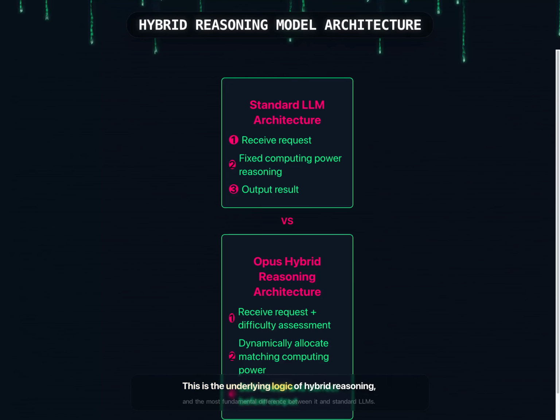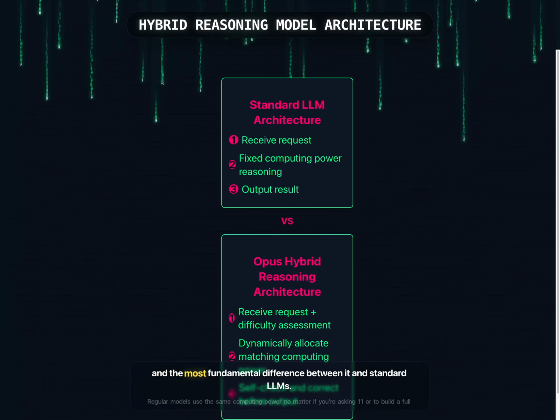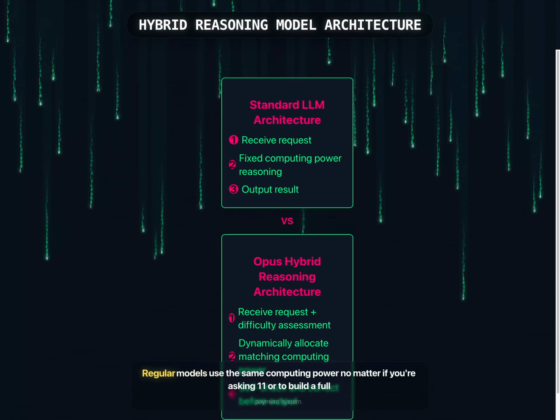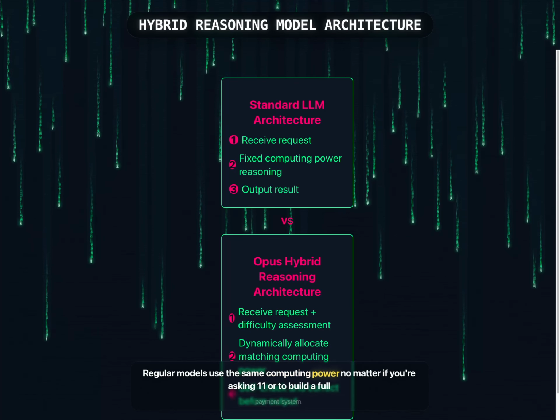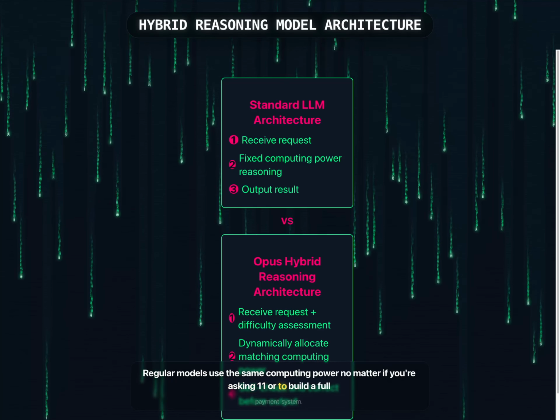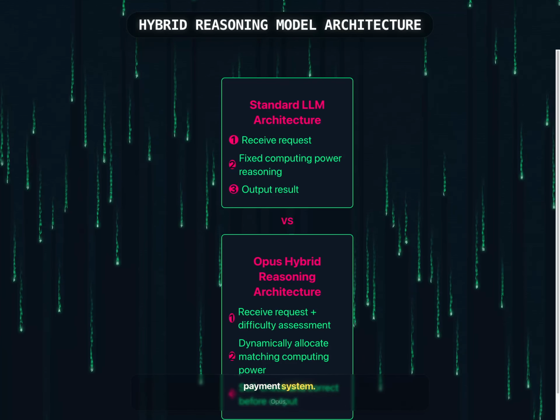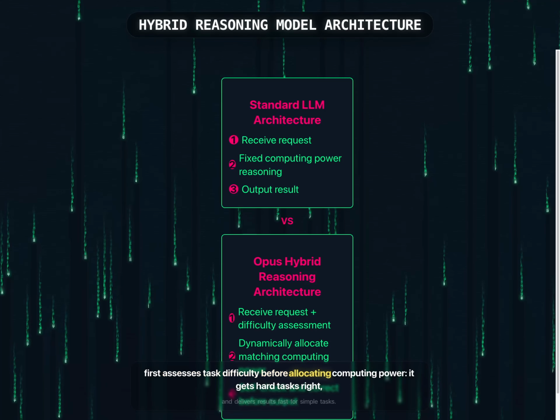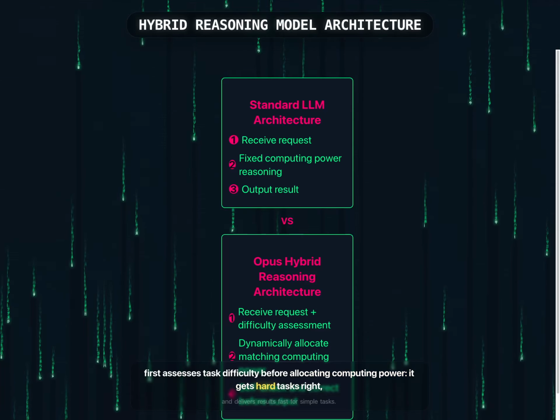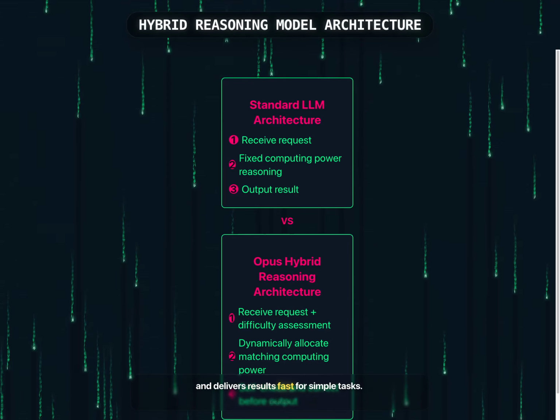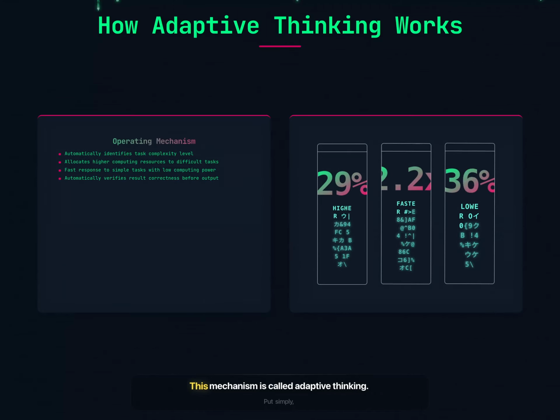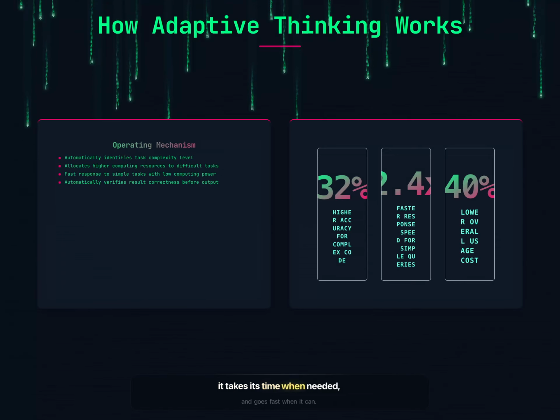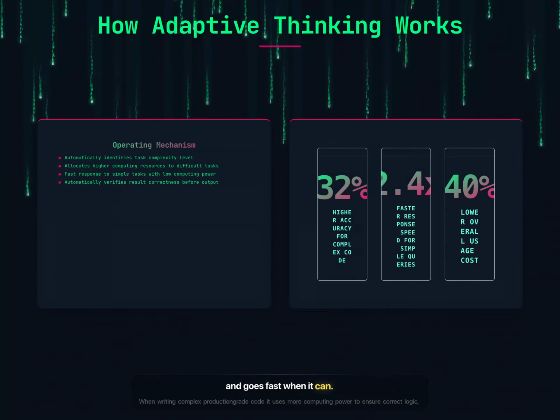This is the underlying logic of hybrid reasoning and the most fundamental difference between it and standard LLMs. Regular models use the same computing power no matter if you're asking 1 + 1 or to build a full payment system. Opus, by contrast, first assesses task difficulty before allocating computing power. It gets hard tasks right and delivers results fast for simple tasks. This mechanism is called adaptive thinking. Put simply, it takes its time when needed and goes fast when it can.